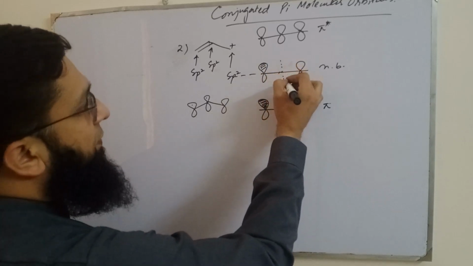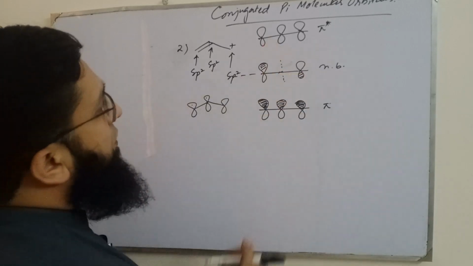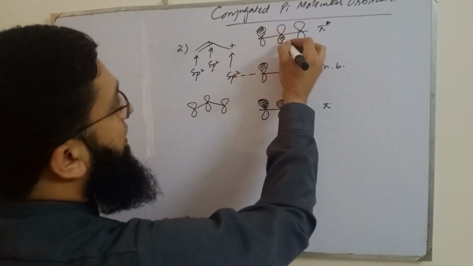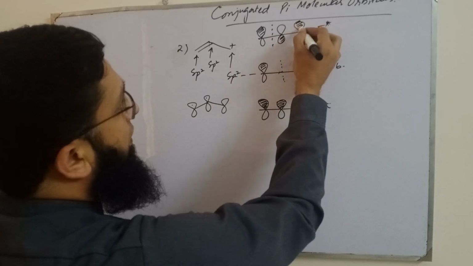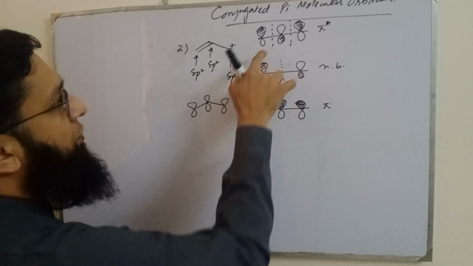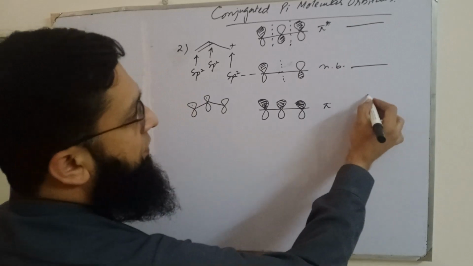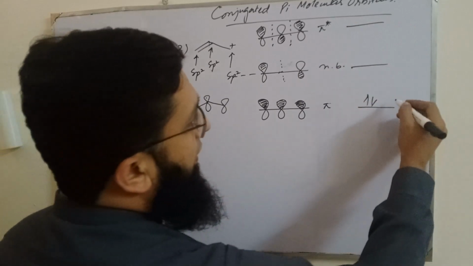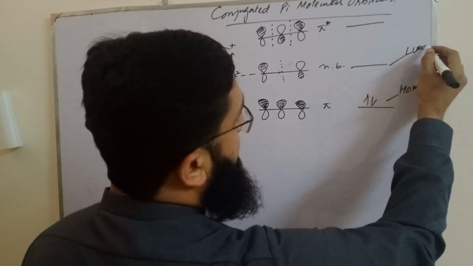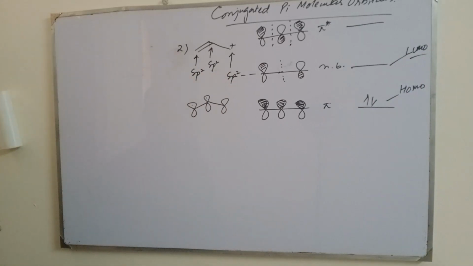So here we have one node, and as we go towards higher levels, nodes increase, and here we have one, and here we have a second node. So 0 nodes here, 1 node, 2 nodes. And in the electron diagram, we have 2 electrons, so both would come here. And this is HOMO, and this would be LUMO. So I hope this is clear to you.